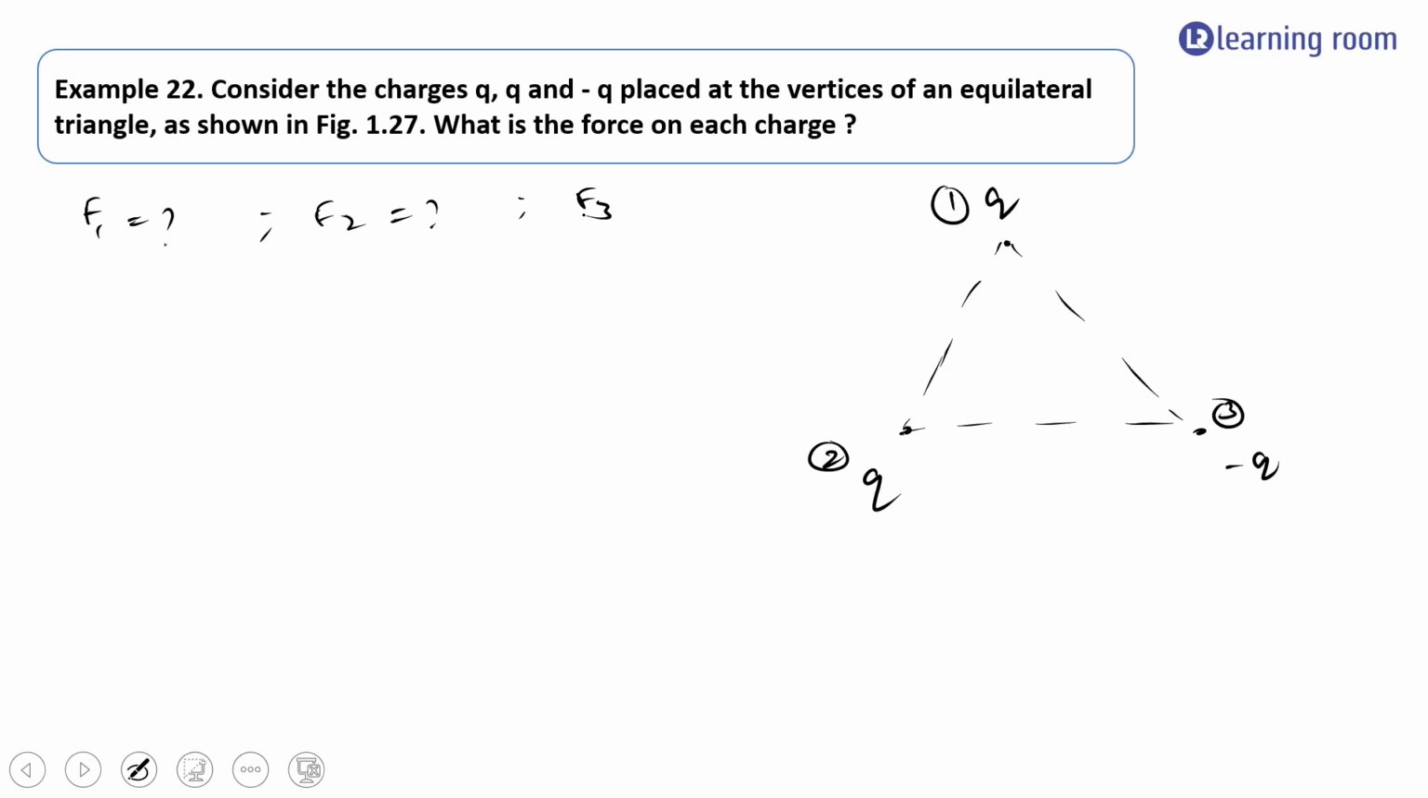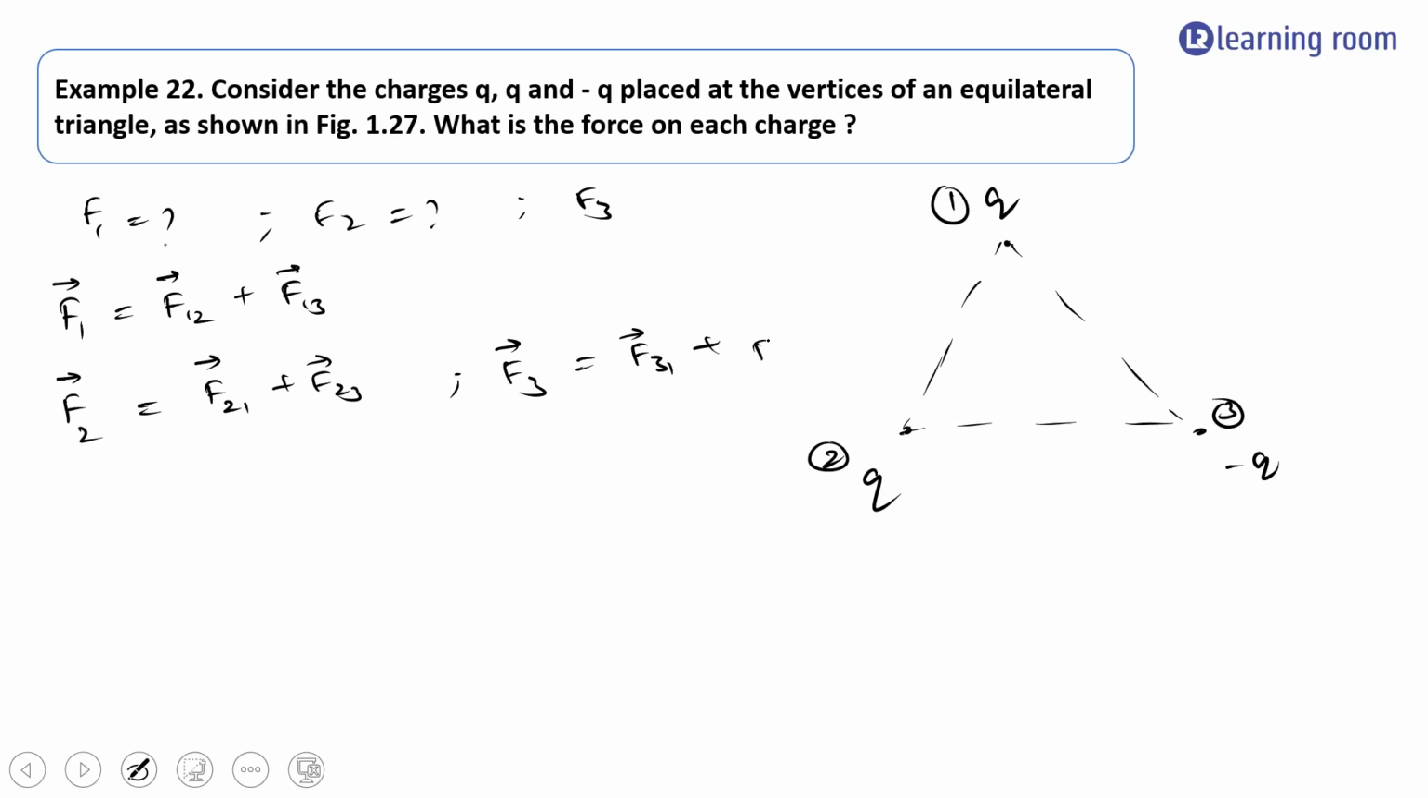Can you tell me the mathematical expression for F1? F1 as a vector will be equal to F12 vector plus F13 vector. Am I right? Yes, sir. Similarly, F2 vector will be how much? F21 plus F23. Similarly, F3 vector will be equal to F31 plus F32. Whatever is the charge that is there, you have to leave it. Right? That's how the symmetry goes.